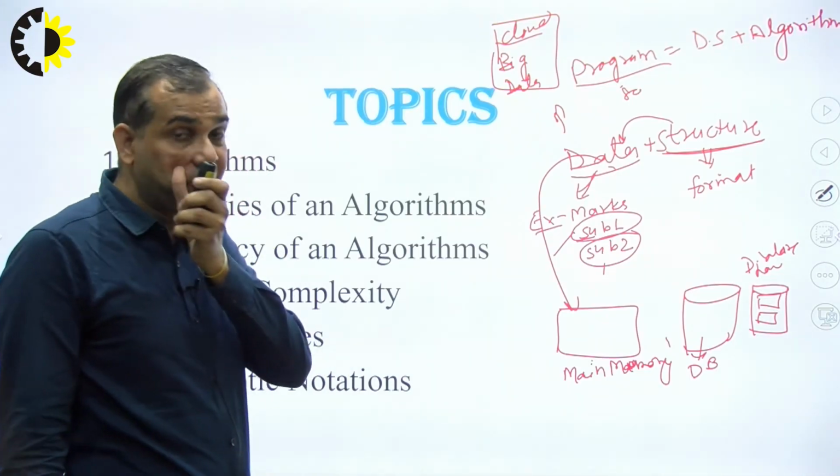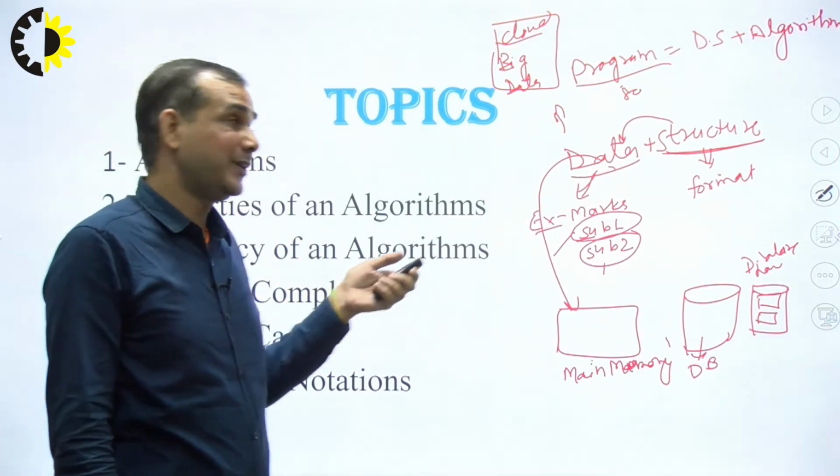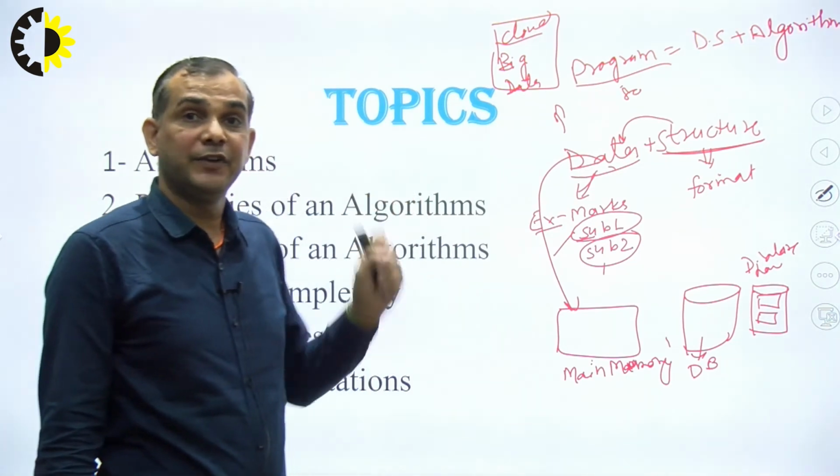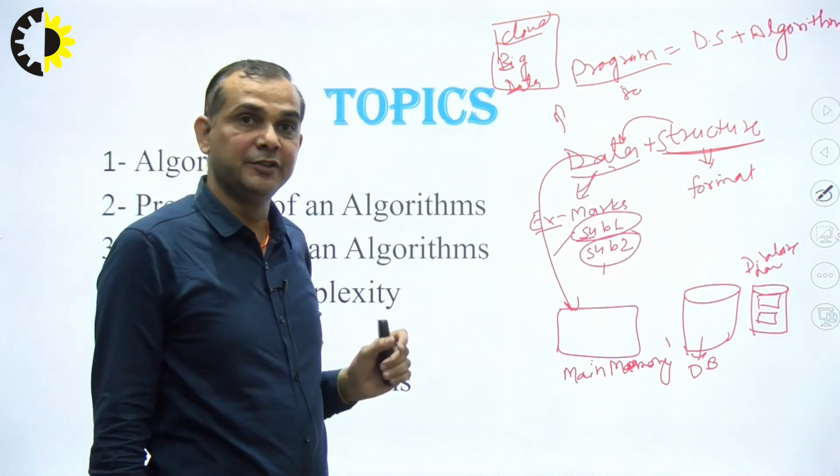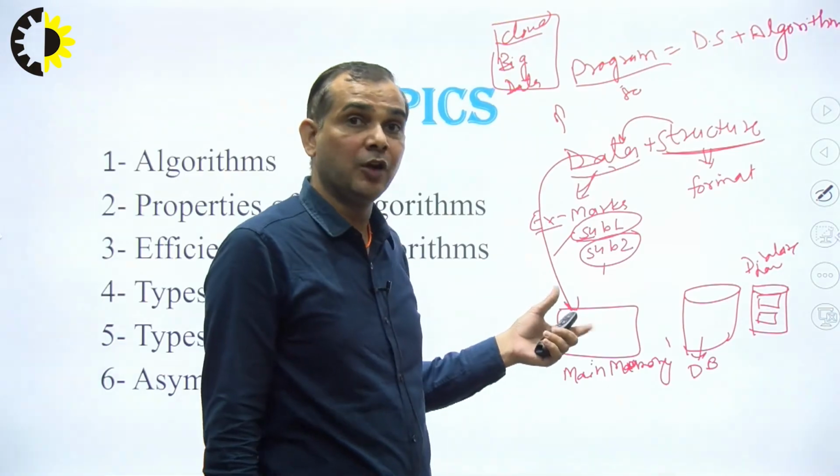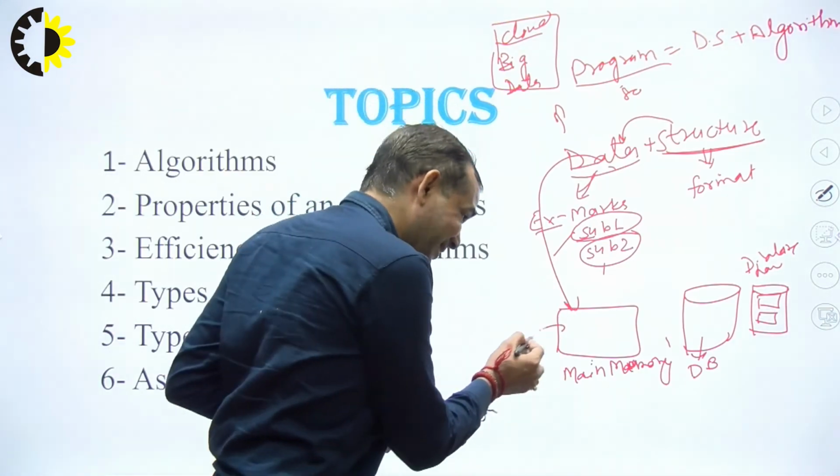Okay, so here before starting the algorithm, firstly we have to understand what is the data. With the help of data, we have to store this data into the computer memory. Why do we have to store it? Because we have to access this data.